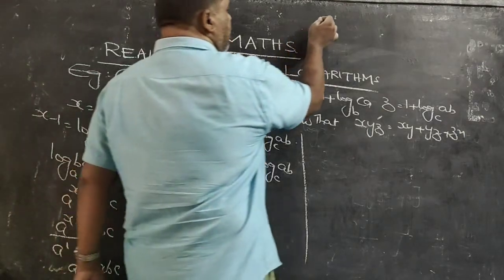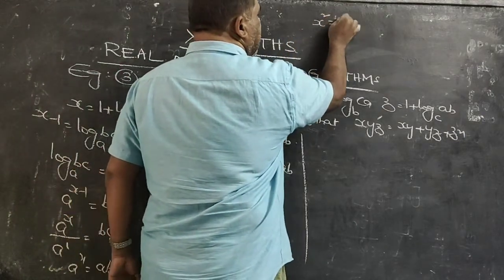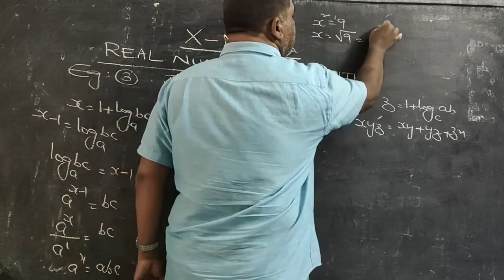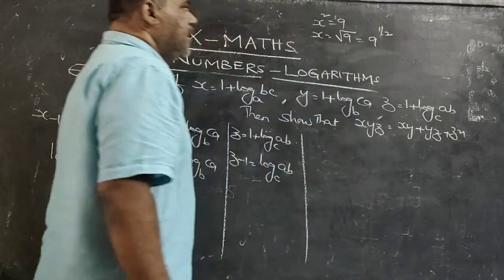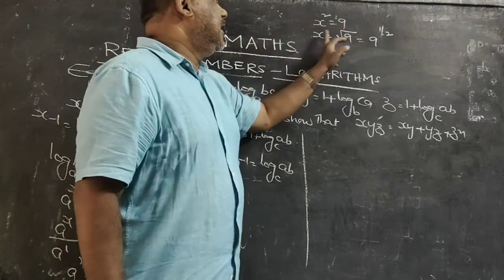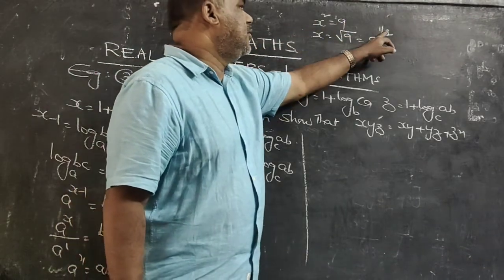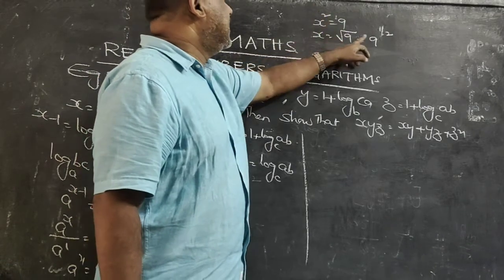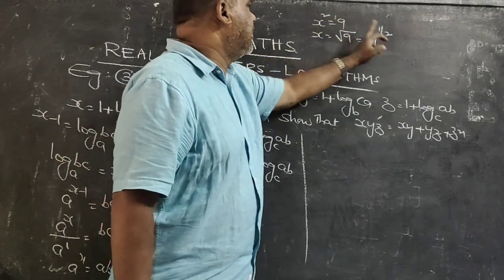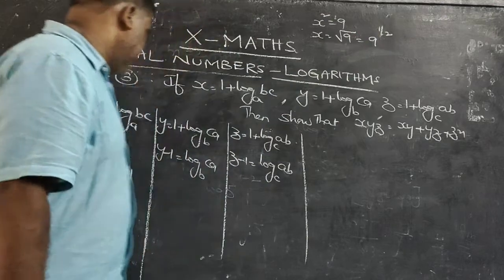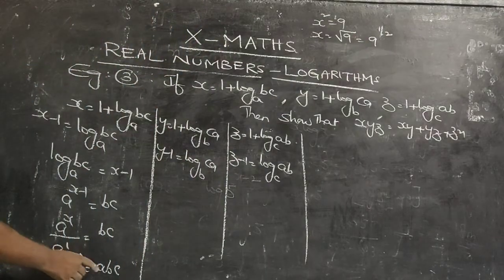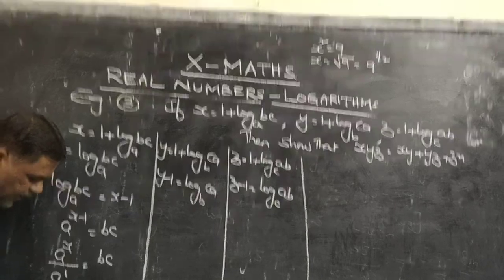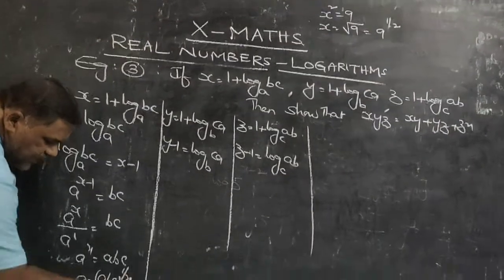Look at this example. If x square is 9, then we will write x is equal to root 9. Root 9 means 9 to the power 1 by 2. If you remove the power on the left side, on the right side that number will get 1 by the power, 2 will become 1 by 2. In that way, a to the power x is abc. If you remove the power, a is equal to abc to the power 1 by x.